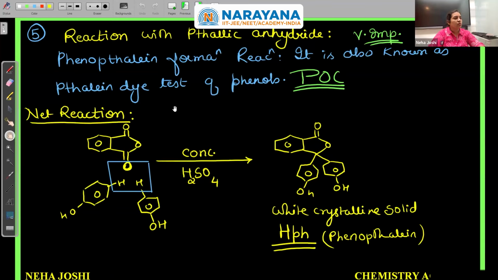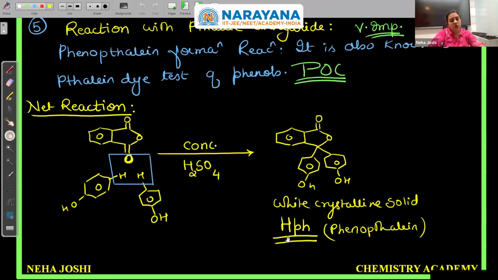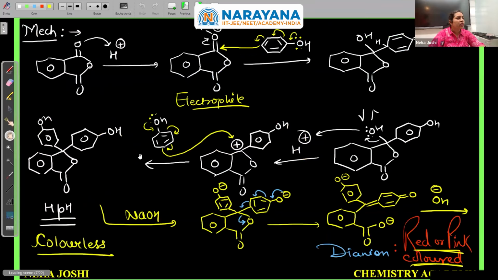So, see, reaction with phthalic anhydride. Phenolphthalein formation reaction is being used. Net reaction you can remember like this: this double bond O of phthalic anhydride and the para H of phenol, H2O is gone. That is basic. White crystalline solid phenolphthalein is formed by this reaction. This reaction, if you look fundamentally, is EAS.